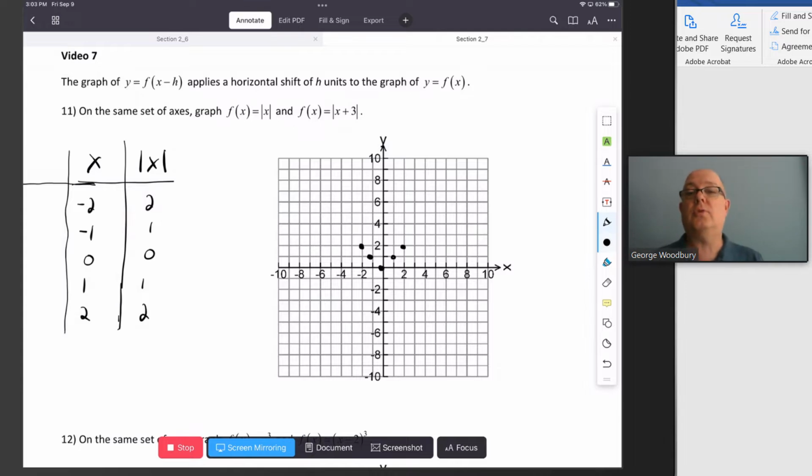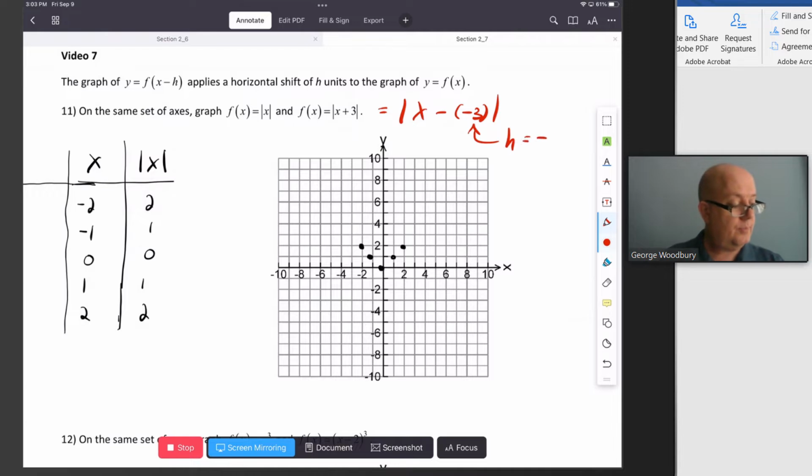So in this first one, we're going to look at the function f of x equals the absolute value of x plus 3, and this can be rewritten as the absolute value of x minus negative 3. So your value of h is negative 3. That means that we're going to move to the left by 3 units from the main function.